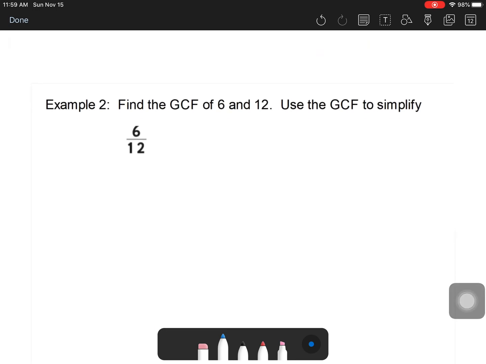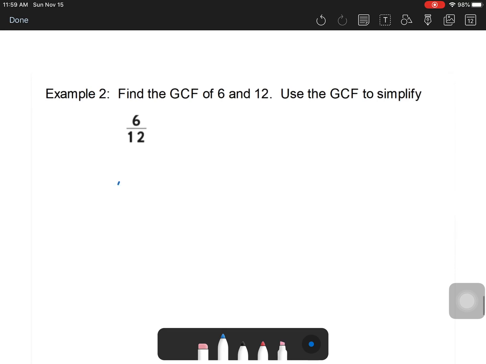So, find the GCF of 6 and 12. If I'm thinking of 6, the numbers that multiply to give me 6 would be 1 times 6, because if I multiply those, that gives me 6. I could do 2 times 3, and I think that's all the factors of 6, right? 1 times 6 or 2 times 3.